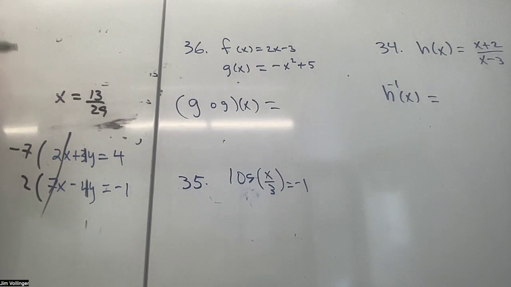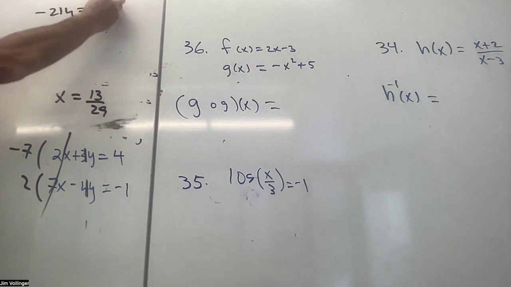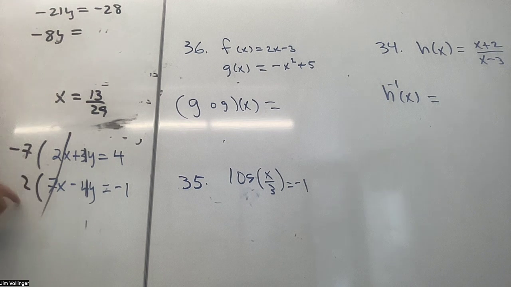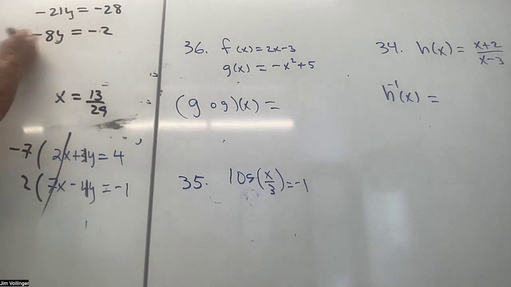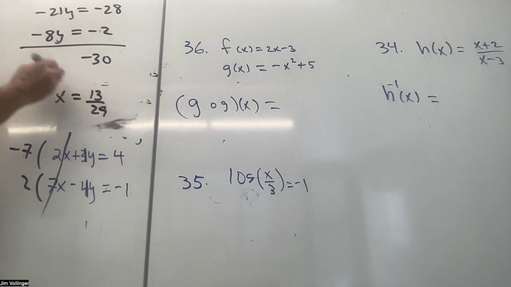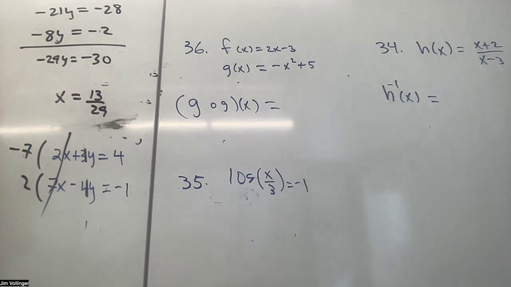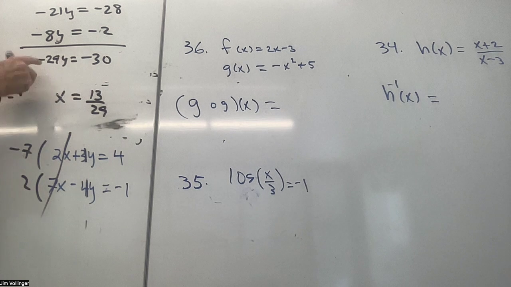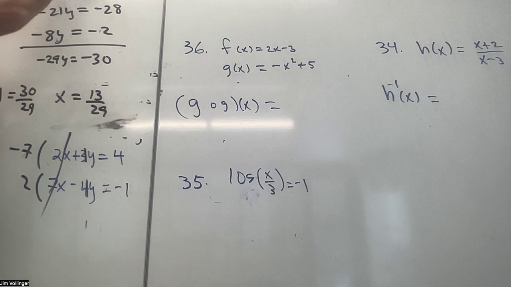Let's get our small y value. -7 times 3y minus 21y equals -28. -8y equals -2. Adding these up, -30, -29, y equals -30. Sure looks like my y value is 30 over 29, which is a small positive y value. I think I found that point of intersection.